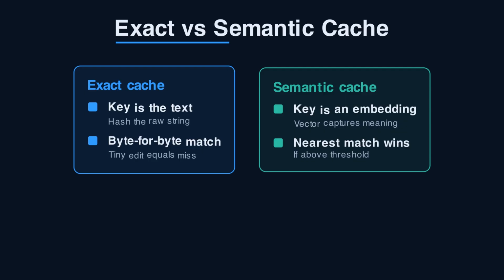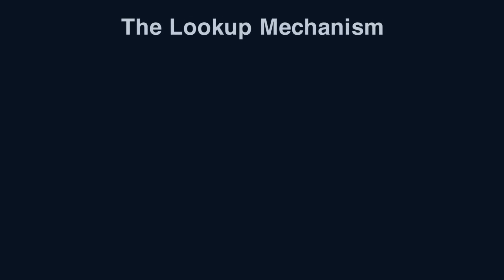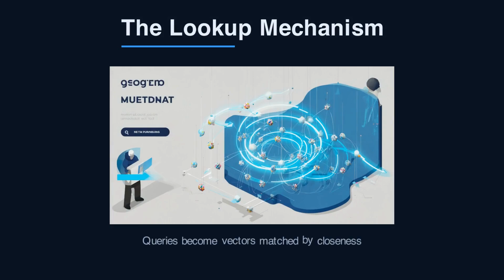The trade-off is obvious. Exact caching is precise but brittle. Semantic caching is forgiving but probabilistic, so you must control how forgiving it is. Here's the flow on every incoming prompt. First, embed the prompt with a model like text embedding 3 small. Second, run a nearest neighbor search against your store of past prompt vectors using cosine similarity. Third, check the top match against a similarity threshold.